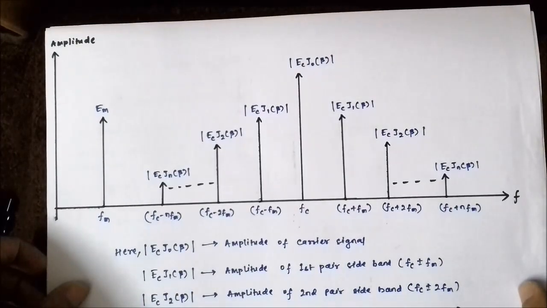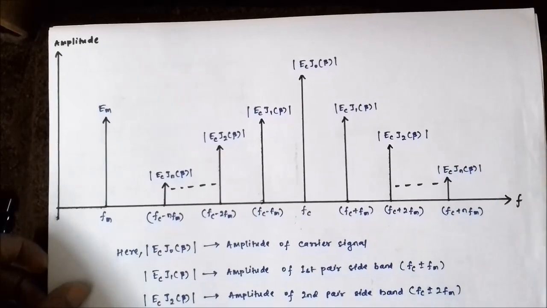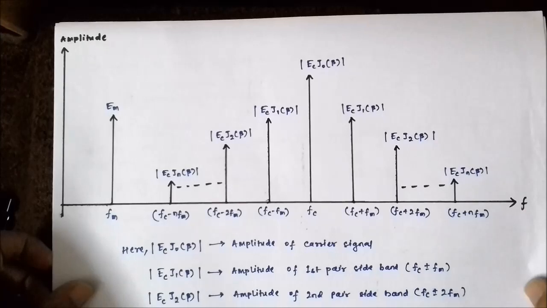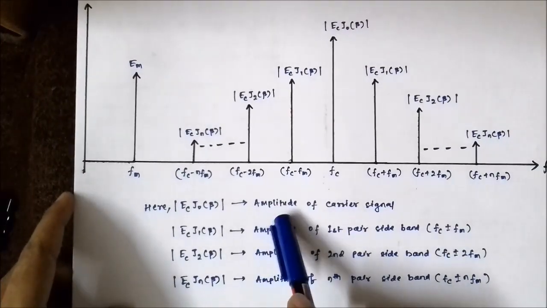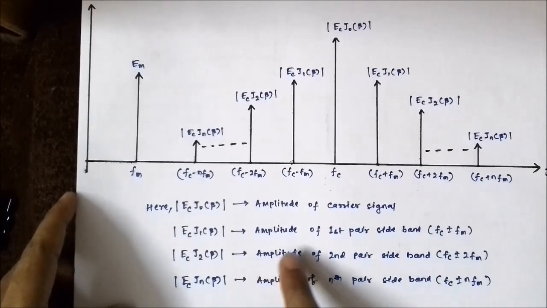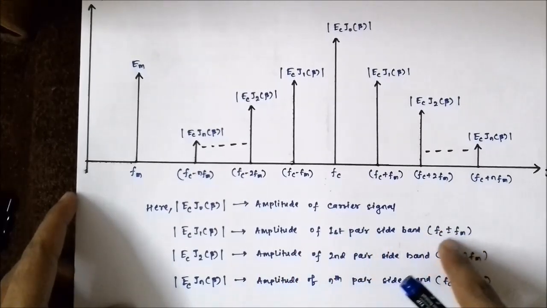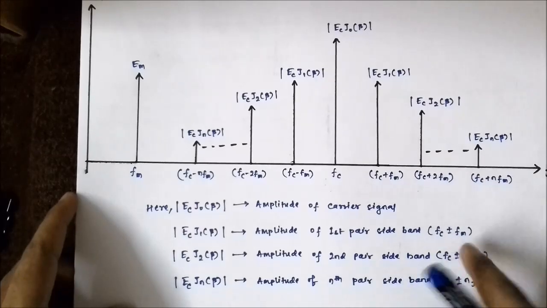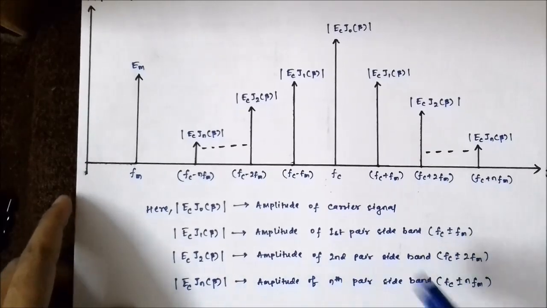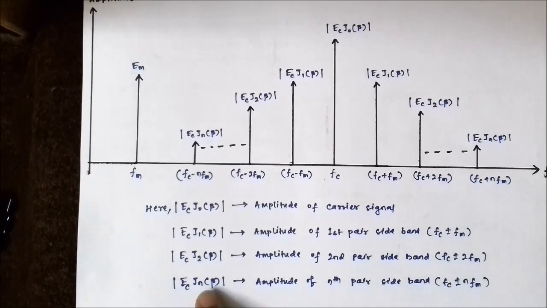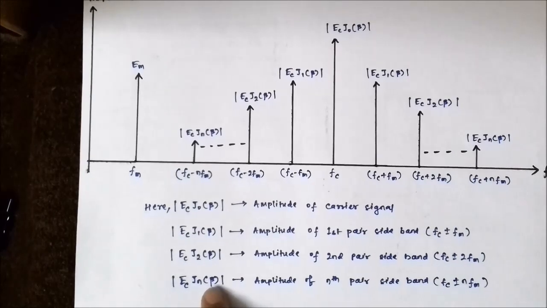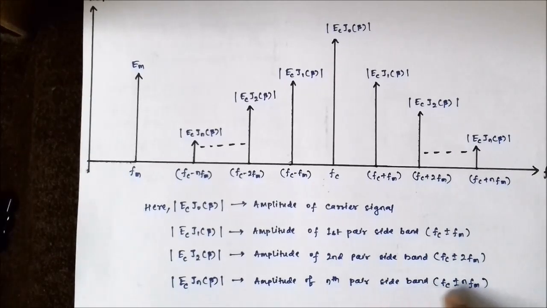So in frequency modulation, as I said in my previous video, there are many sidebands. Here we have EC J0 beta as the amplitude of the carrier signal, EC J1 beta as the amplitude of the first pair of sidebands defined by the frequencies Fc plus minus Fm, EC J2 beta as the amplitude of the second pair of sidebands at Fc plus minus 2Fm, and similarly EC Jn beta as the amplitude of the nth pair of sidebands having frequency Fc plus minus nFm.